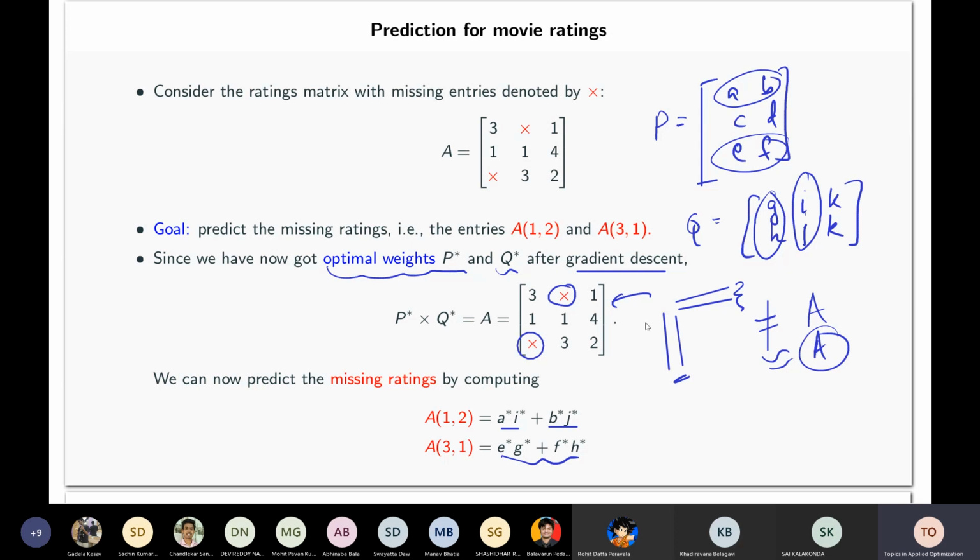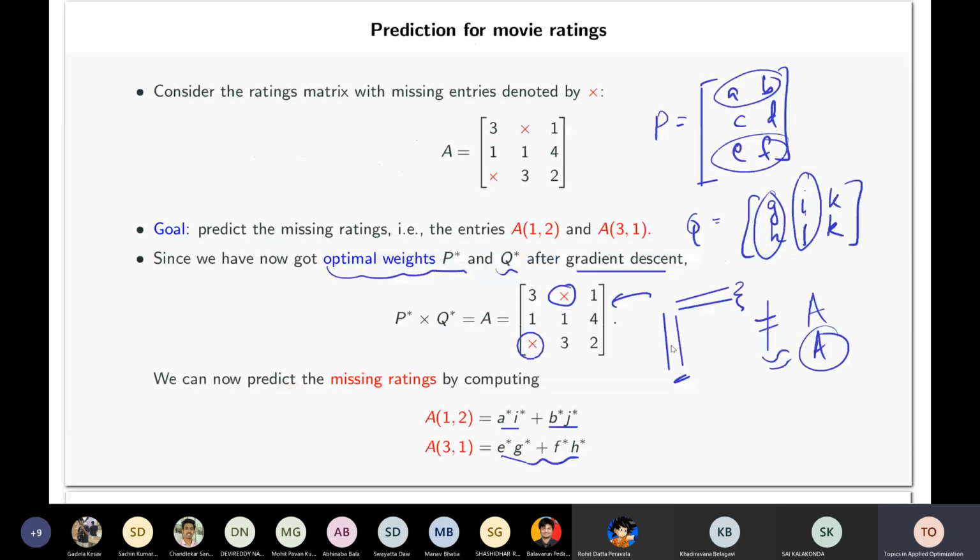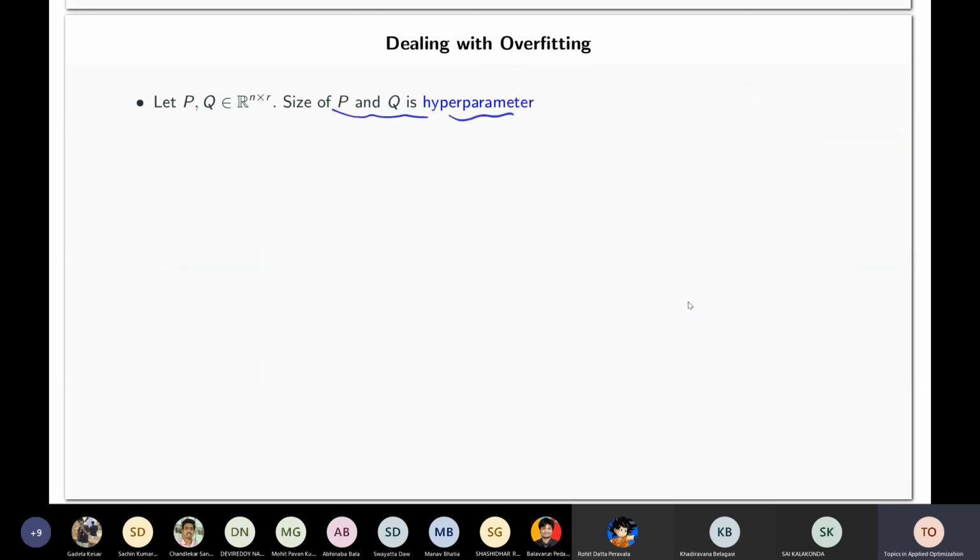Let us say the main goal is to predict, even if I need more memory. Okay, but then what could be the other issue? The other issue is something called overfitting in machine learning, and overfitting is a problem when you take large model sizes. In this case, more number of columns and rows of P and Q. Okay, and what is overfitting?